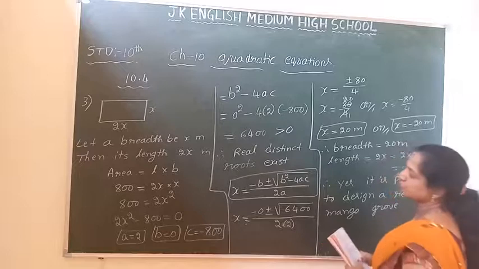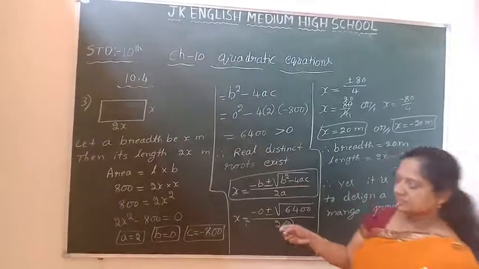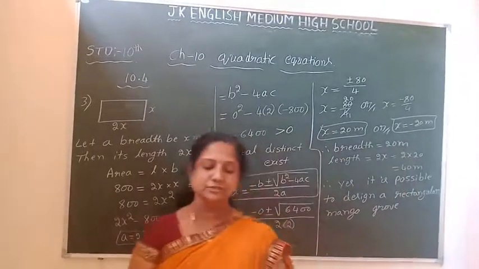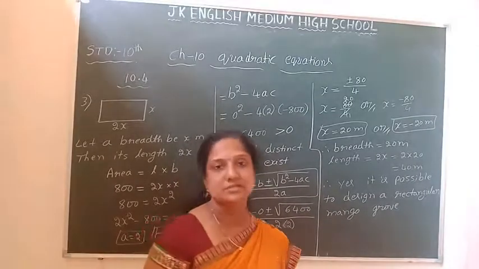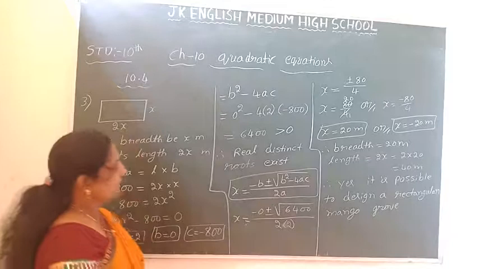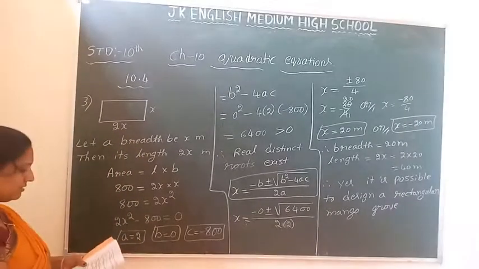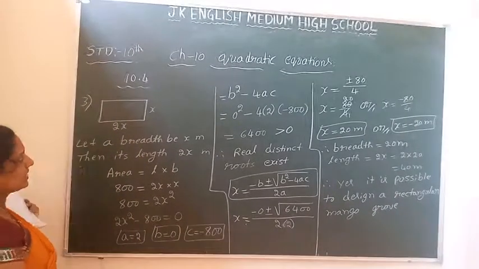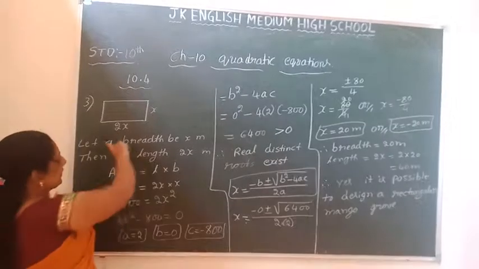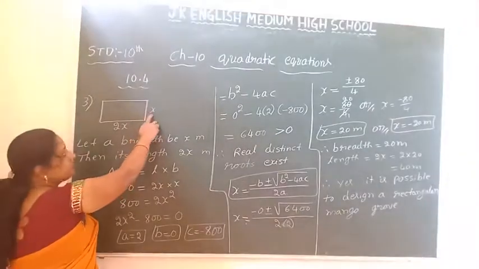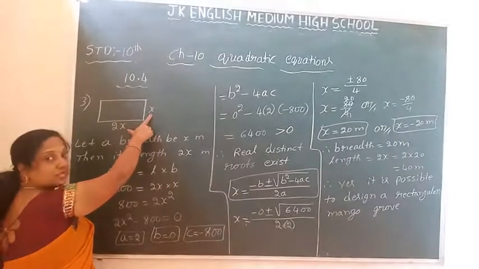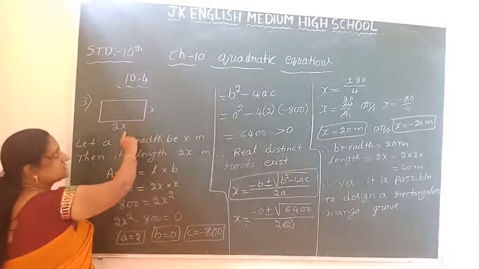Actually, we have to check. Now our cardinal question: is it possible to design a rectangular mango grove whose length is twice its breadth if the area is 800 meters square? If so, find the length and breadth, they asked. So let the rectangular field be like this. We will draw the diagram. Let the breadth be x. Then according to the statement, the length becomes twice the breadth.